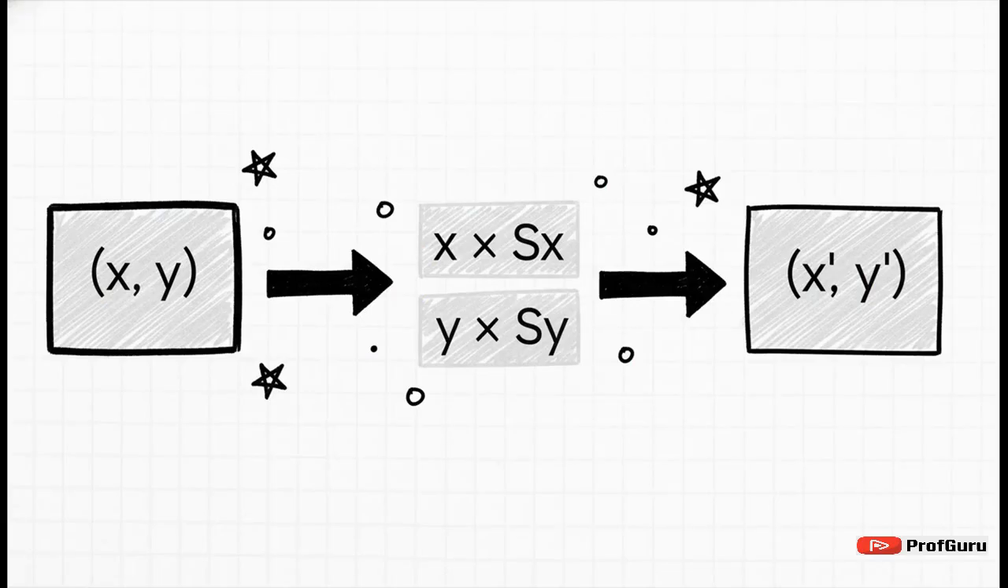And the math behind it? It's surprisingly simple. It's just multiplication. To find the new coordinates of any point, which we'll call x prime and y prime, you just take its original coordinates, x and y, and multiply them by those scaling factors, Sx and Sy.